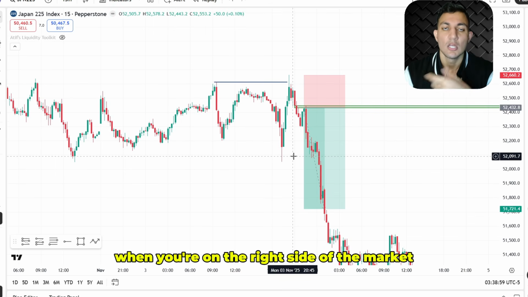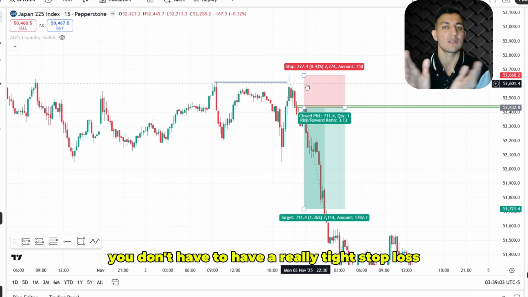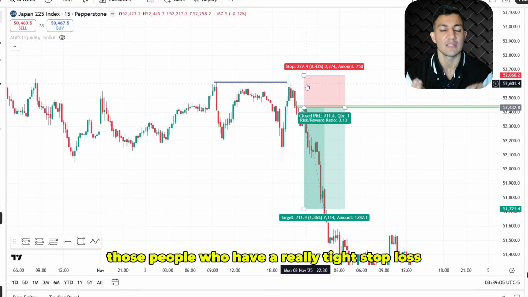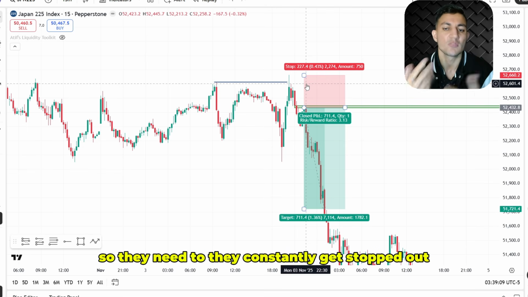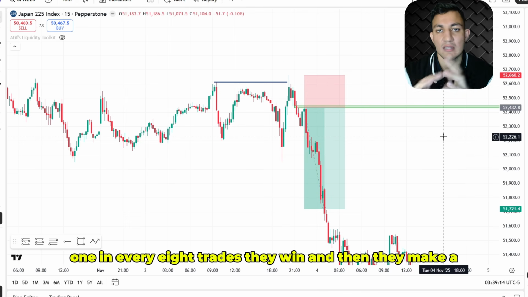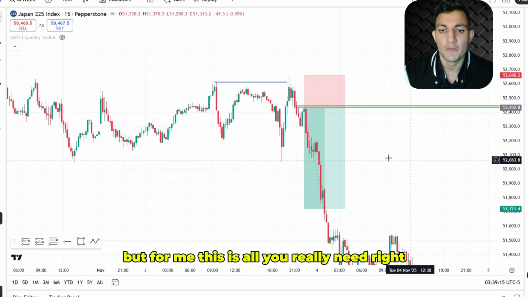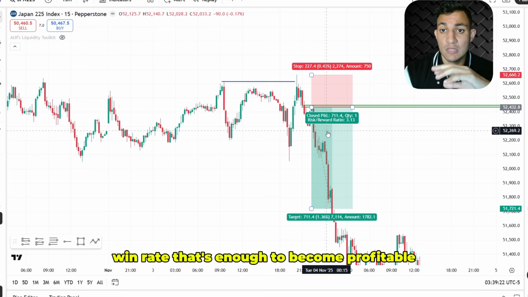But you can see when you're on the right side of the market, you don't have to finesse your entry. You don't have to have a really tight stop loss. Those people who have a really tight stop loss aren't confident, and they have really low win rates, so they constantly get stopped out, but they have a massive take profit. So I don't know, 1 in every 8 trades they win, and then they make money or whatever. But for me, this is all you really need, right? If you can get this and a 50% win rate, that's enough to become profitable.